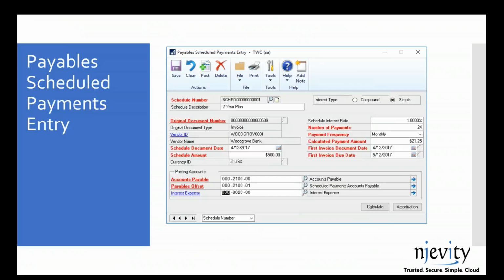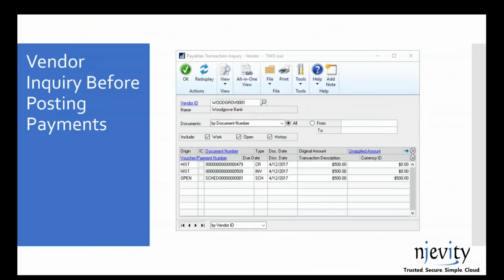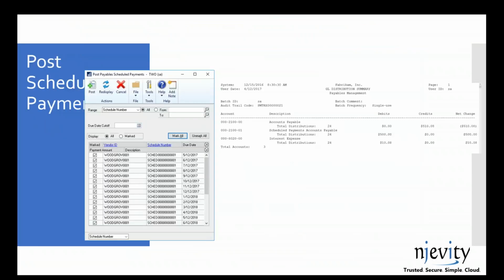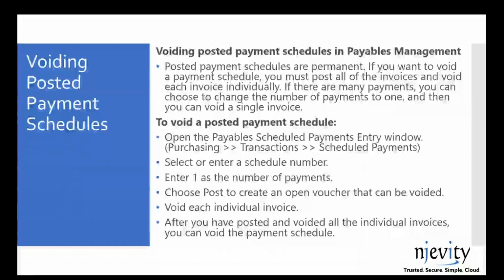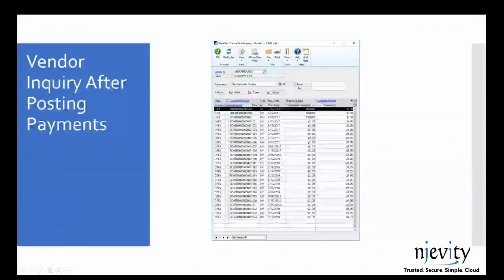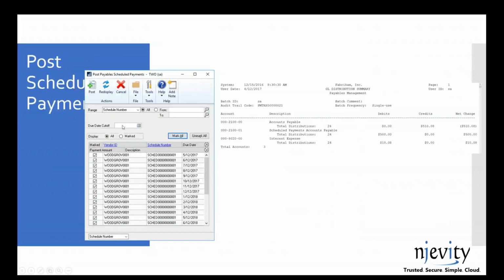So again, here's what the window looks like for the scheduled payment entry. And we kind of did a few of these. This is a sample of the distribution report that would print, so you'd have access to that. And, oh, one other thing that I do want to point out is, let me come back to this window right here when you post.